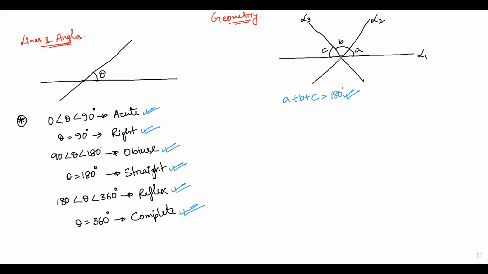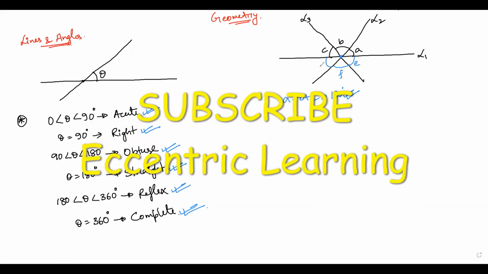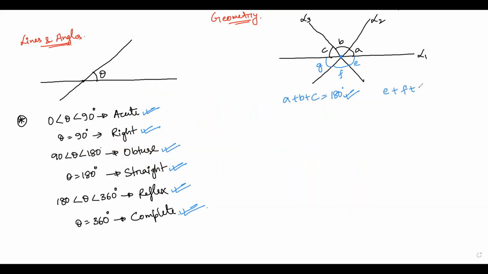In a similar way, if I consider this angle to be say E, this angle to be say F, and this angle to be say G, in that case we can write E plus F plus G to be 180 degree. So from here we can say that A plus B plus C plus E plus F plus G can be written as 180 plus 180, that is 360 degree.